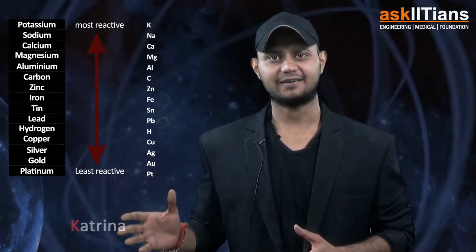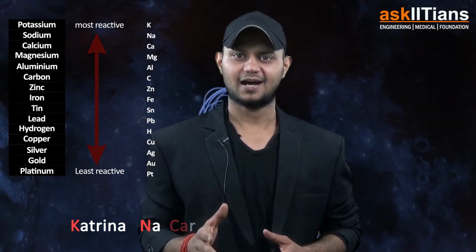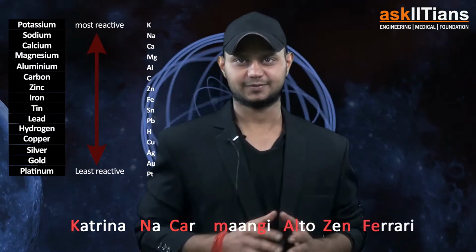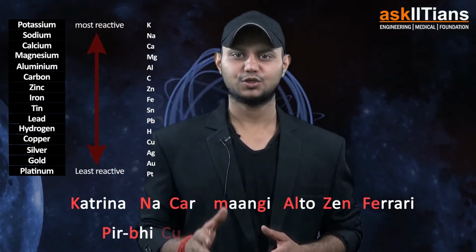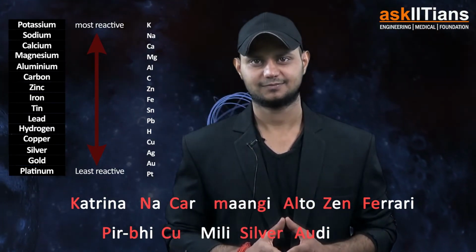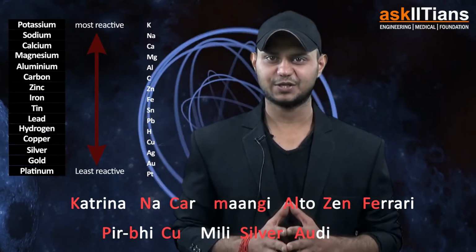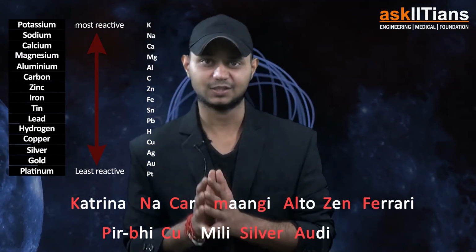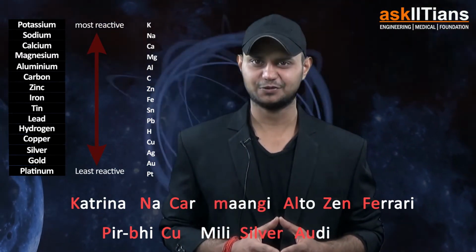Starting with Katerina, Ne, Car, Mangi, Alto, Zen, Ferrari. Phir bhi Q, Milli, Silver, Audi. Okay, so this is the mnemonic series to remember the elements or the metals of the reactivity series. Easy way to remember.